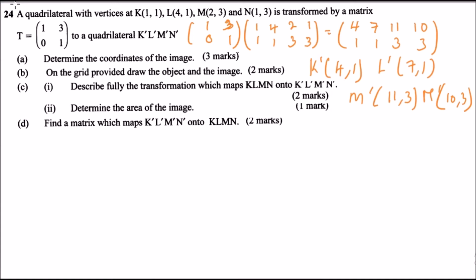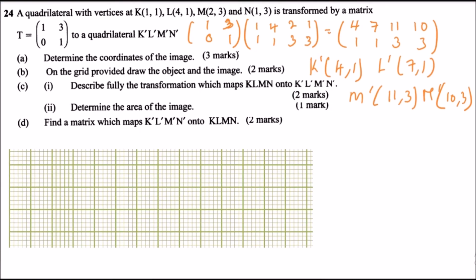So that is how you get the coordinates of the image. On the grid provided, draw the object and the image. You get 2 marks. So there is a grid that is provided. So let me put my grid and be able to plot, since I now have the coordinates. I have inserted a grid because of space that will be enough for my graph. I have calculated that the highest value of x is 11 and the highest value of y is 3. So this portion of the grid will be enough.